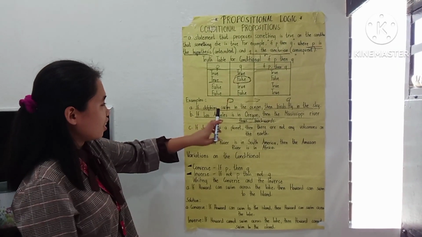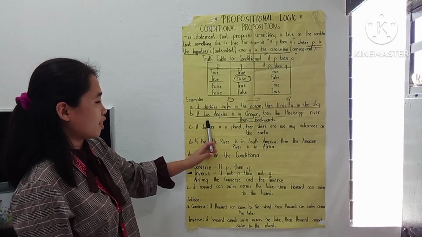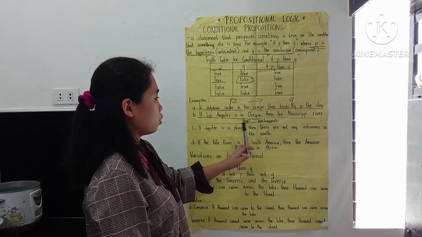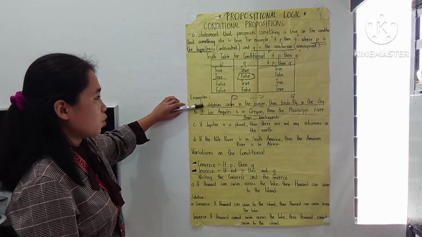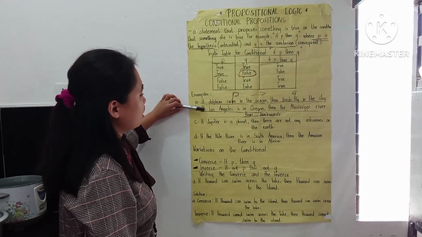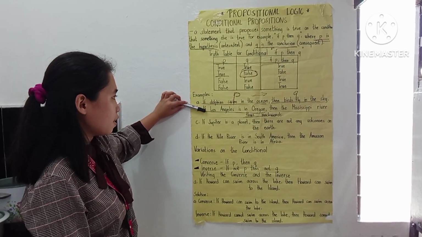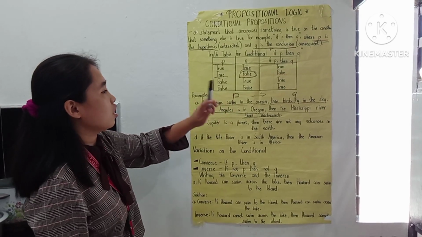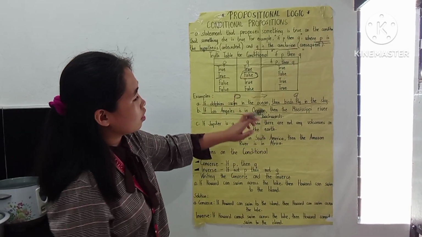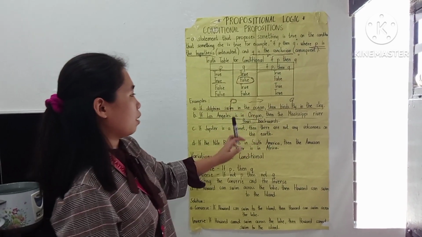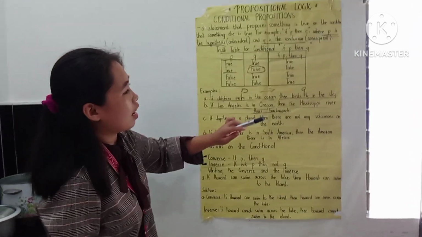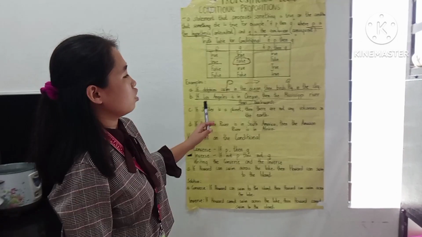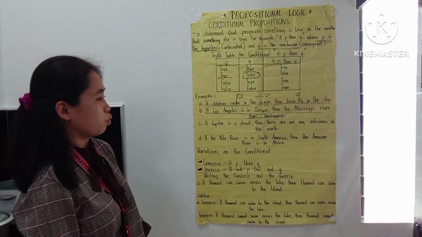B. If Los Angeles is in Oregon is the hypothesis, then the Mississippi River flows backwards is the conclusion. In this case, this conditional proposition is true because Los Angeles is not in Oregon, and the Mississippi River flows backwards. Although the hypothesis is false, the conclusion is true, so the conditional proposition is still true.